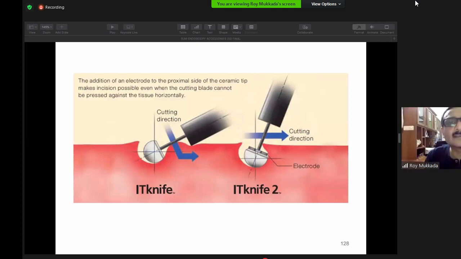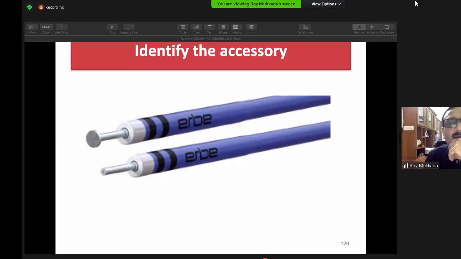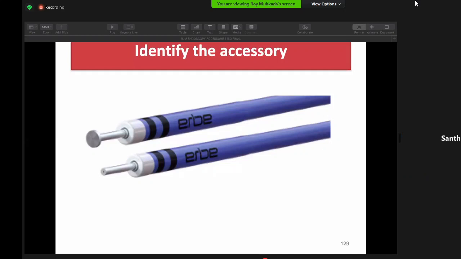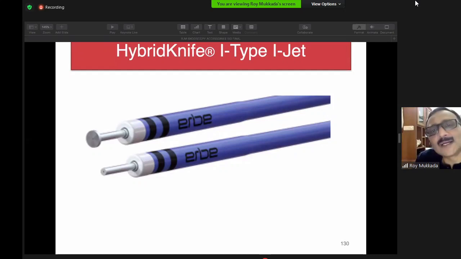Can you identify this one? This is what I was telling about. Can you see that it is made by one company? This one is a hybrid knife.